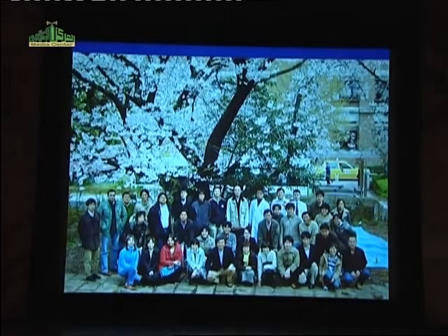So the last slide shows our real key members in the laboratory in Japan, and the names that contributed to the presentation today were shown in the previous slides. So thank you, audience.